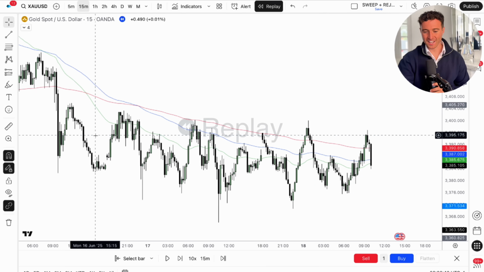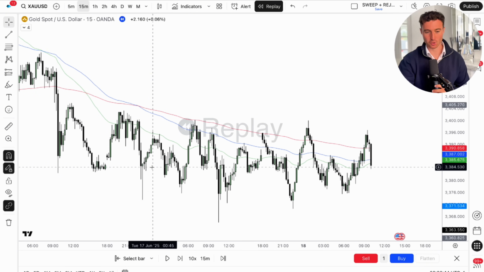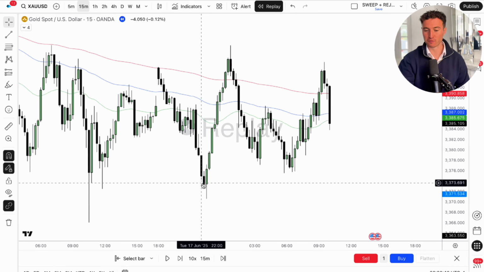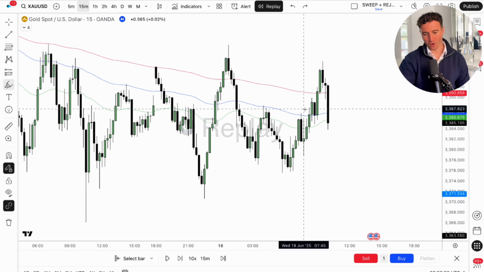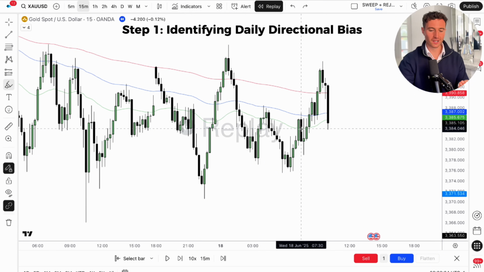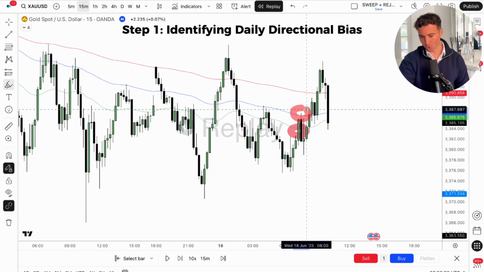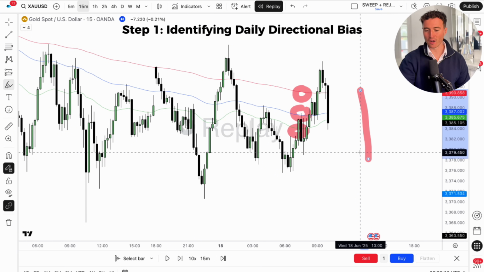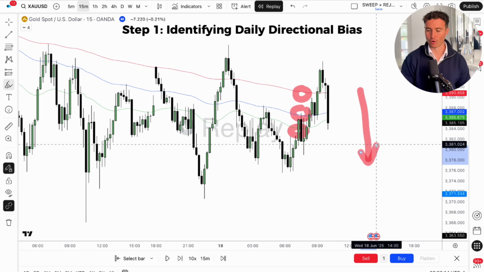Okay, so we've looked at a long trade example. Now let's have a look at a short trade example. So we're looking at gold on the 15-minute time frame. So step number 1 is daily directional bias. And in this scenario, it's the complete opposite, okay? So the 50 EMA is less than the 100, which is less than the 200. So this indicates that we have a sell daily directional bias.